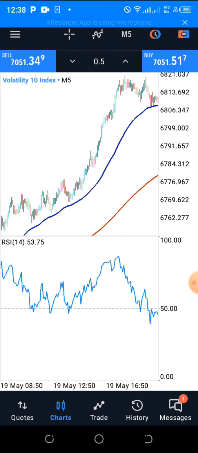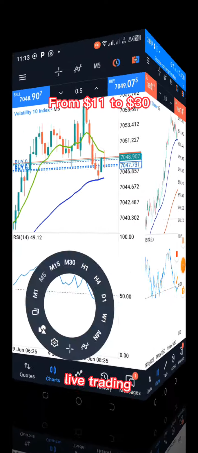So basically, this is what I had for you guys. This is how the strategy works. A lot of people will be asking, what is the zoom level? There's no zoom level. The time frame is the 5 minute time frame, and I've explained how you buy and how you sell. Live trading.